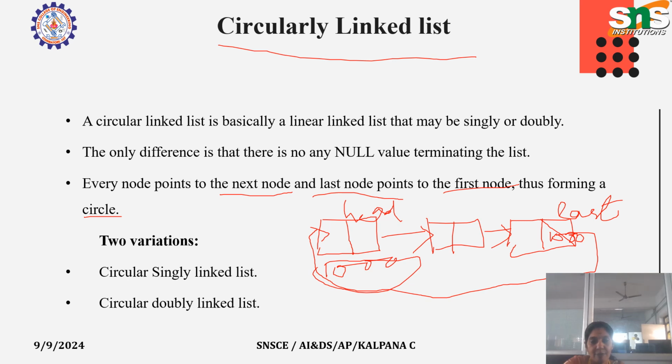So we have two variations, circular singly linked list and circular doubly linked list. Just see this diagram. This is an example of a circularly singly linked list. Usually a singly linked list has two fields in a node, the data field and the next field.